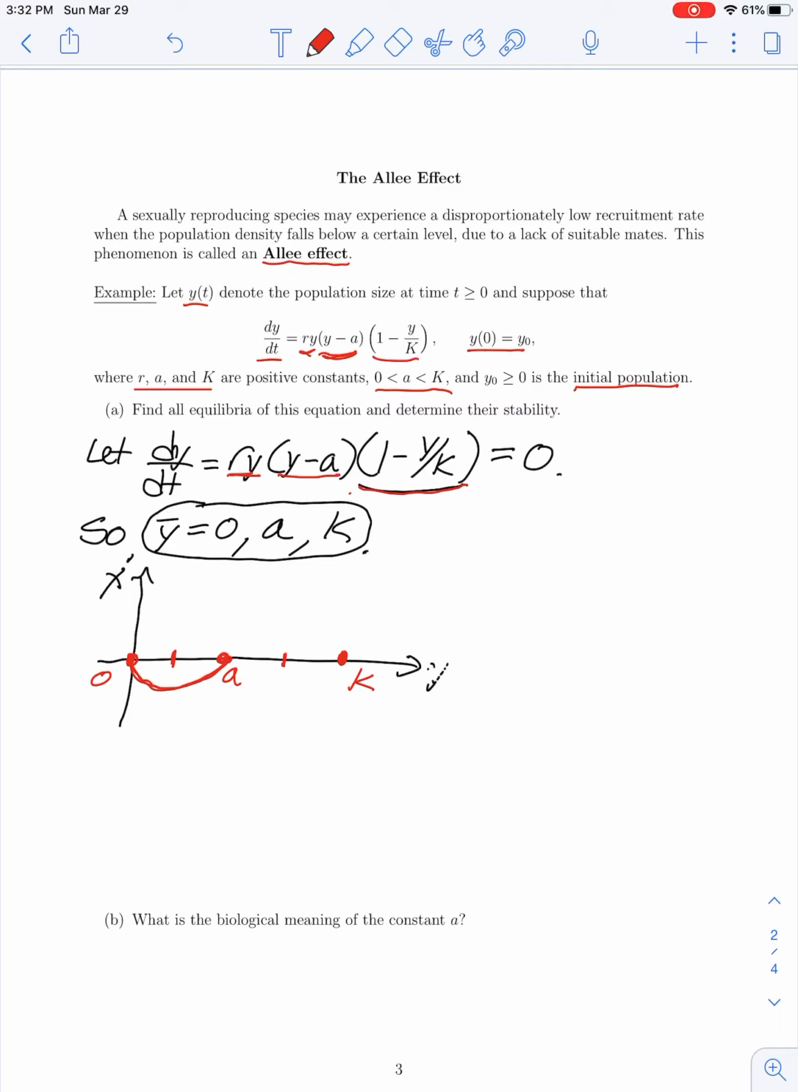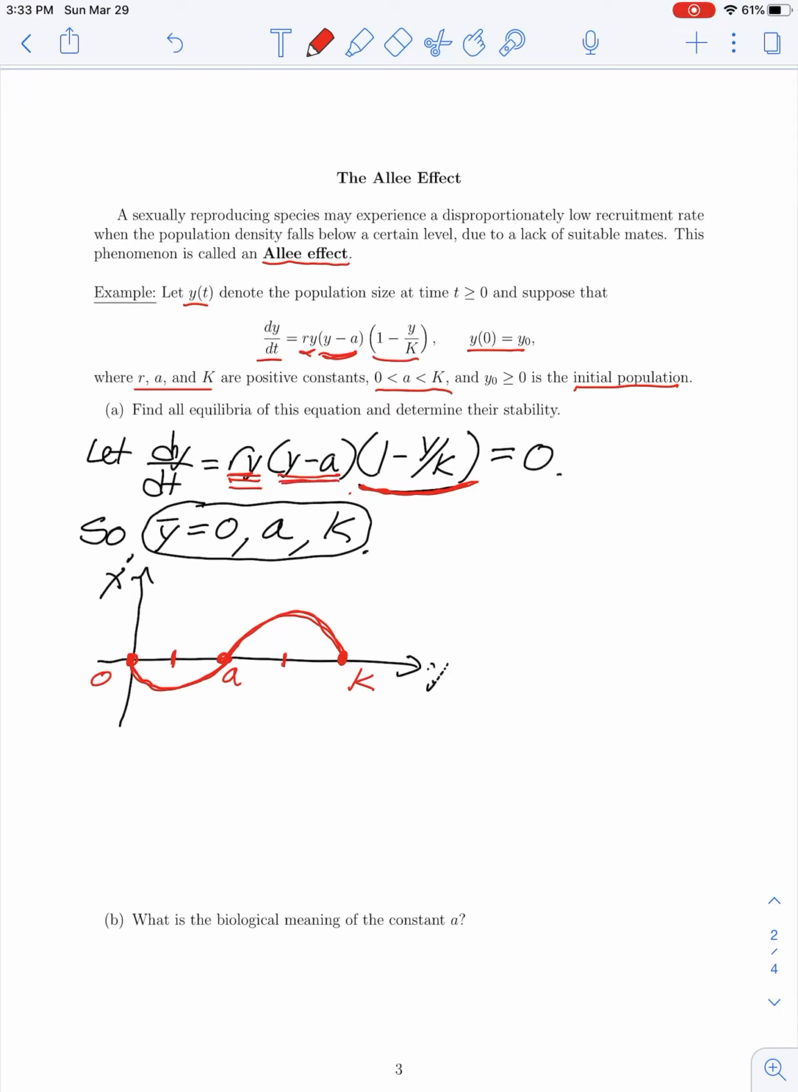And now let's look at the interval from a to k. If we choose a value of y that is greater than a but less than k, let's look at the terms of our differential equation. We have r times y being positive since y is positive. y minus a is now positive since y is greater than a. And if y is less than k, this last factor, 1 minus y over k, is still positive. So the product of these three positive terms would give us a derivative which is positive on that interval.